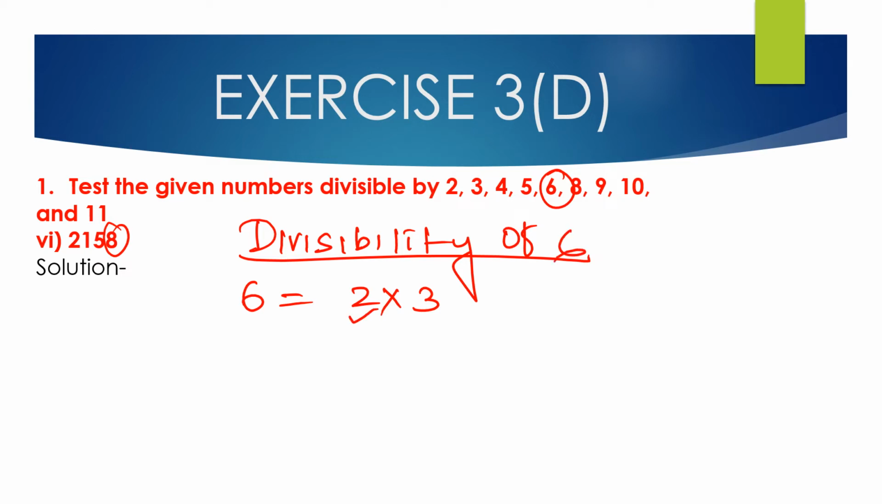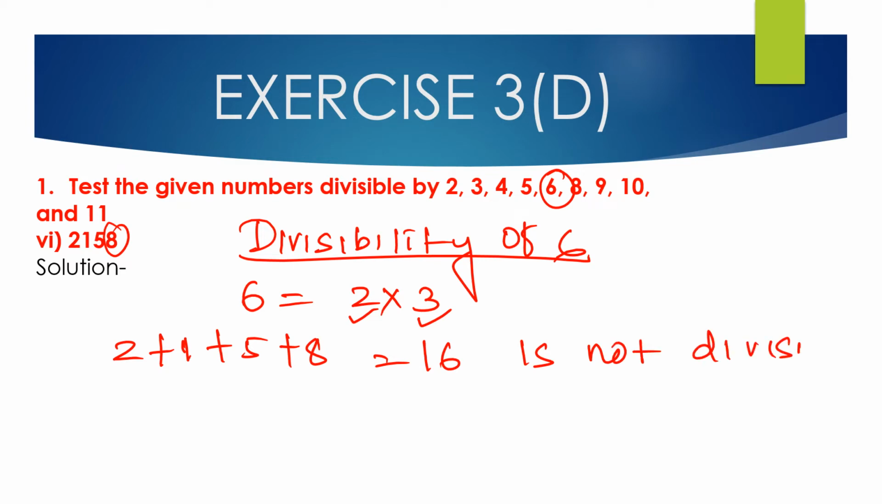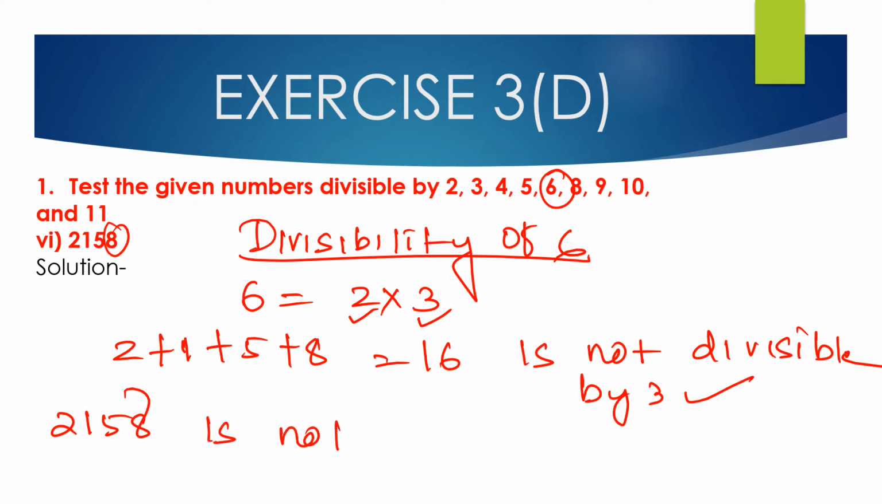Now we'll check the number is divisible by 3 or not. Here first find the sum of digits, that is the digit sum of the number 2158, and the sum of digits is 2 plus 1 plus 5 plus 8, and this is 3, 3 plus 5 is 8, 8 plus 8 is 16. 16 is not divisible by 3. So this number 2158 is not divisible by 3.